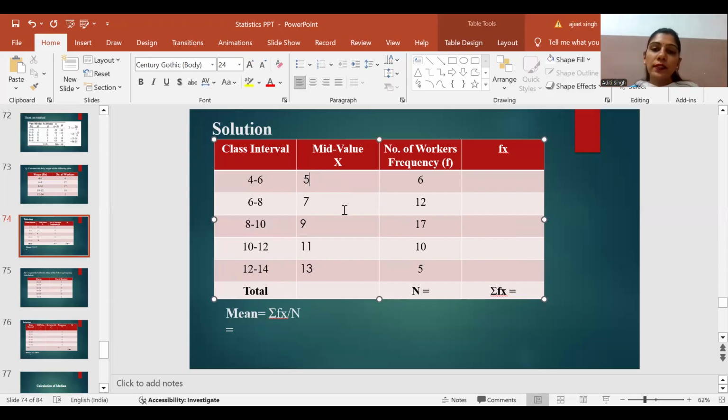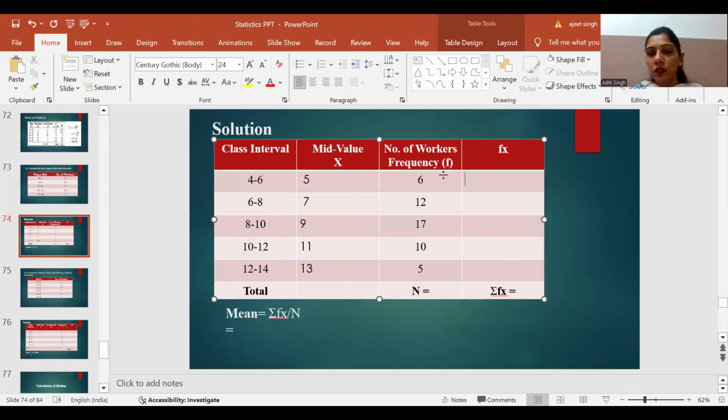So the next step is that we have to calculate fx. We have already calculated x, which is the mid value of the given class interval. Frequency is already given in our question, the number of workers. Now we multiply x and f so that we can get the value of fx.